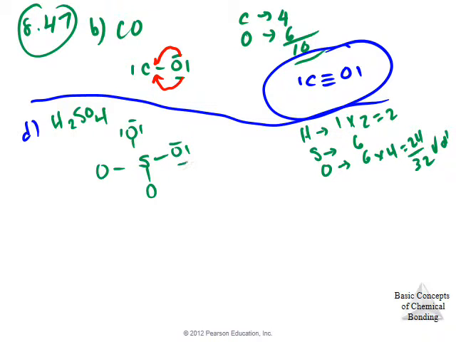So 2, 4, 6, 2, 4, 6, 2, 4, 6. Now if you count around oxygen, each oxygen now has 8 electrons. So 4 oxygens would have 32 electrons. So that accounts for all the 32 valence electrons.